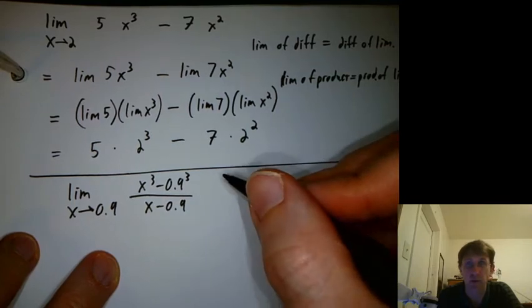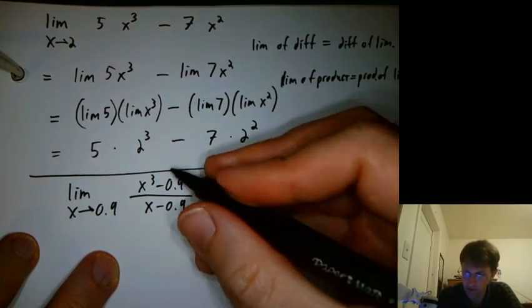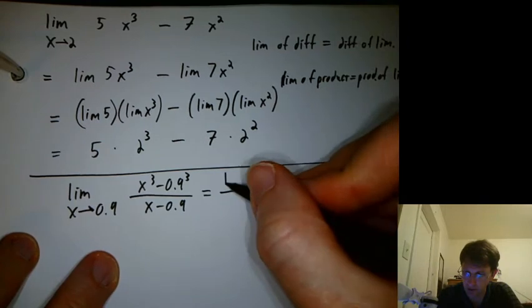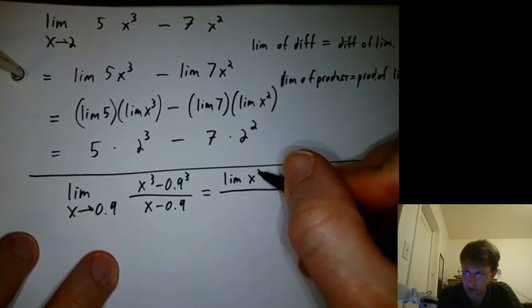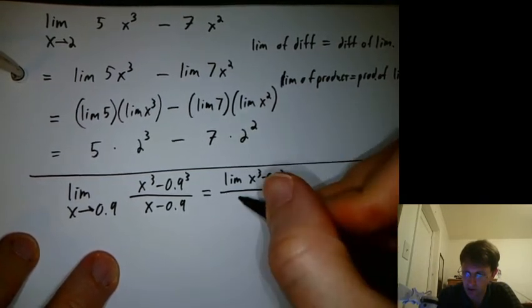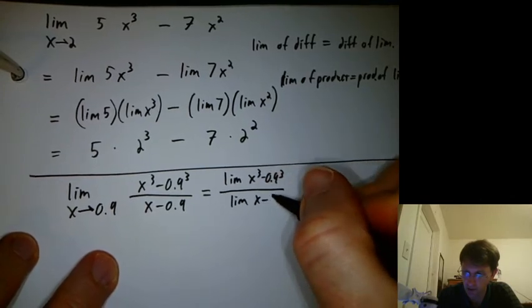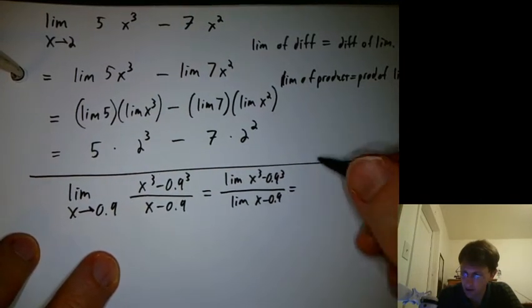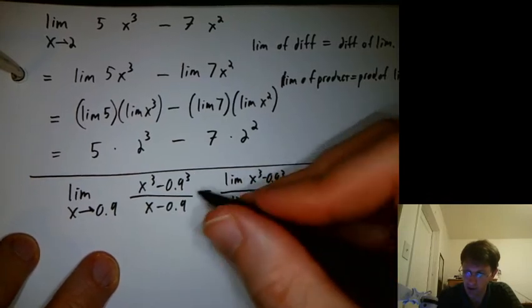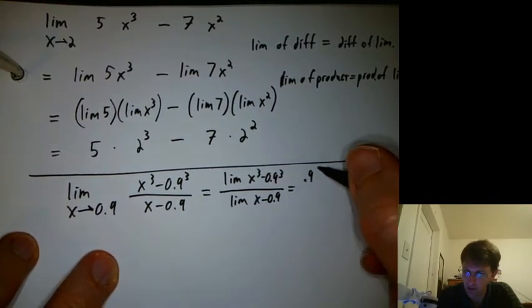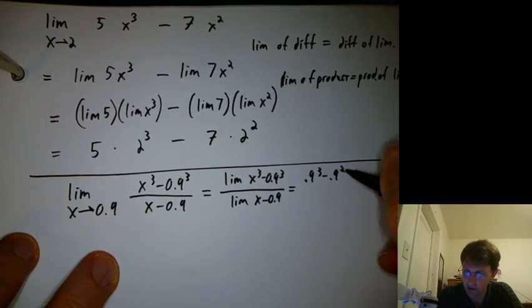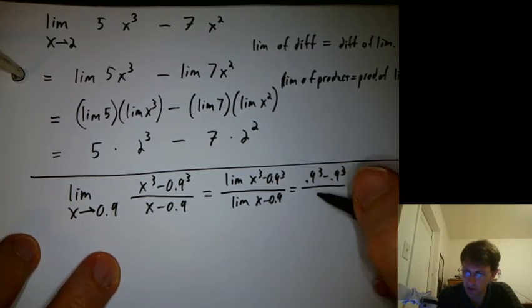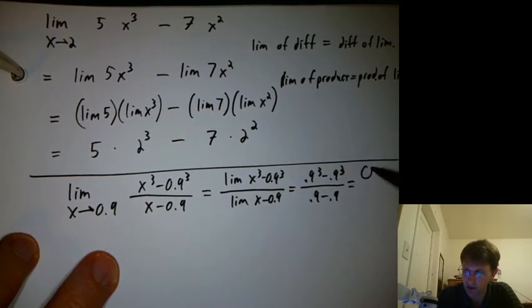Well, let's use our properties of limits. So we'll say the limit of a quotient is the quotient of the limits. So this is the limit of x cubed minus 0.9 cubed over the limit of x minus 0.9. This is a polynomial. We can just plug in 0.9, so we get 0.9 cubed minus 0.9 cubed. And in the bottom, that's another polynomial. We get 0.9 minus 0.9. On the top, we get 0. On the bottom, we get 0, which is indeterminate.